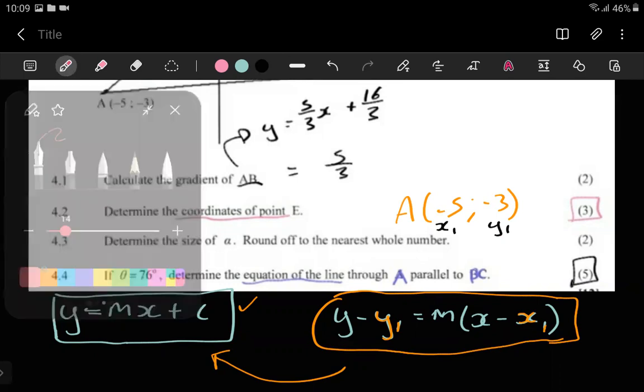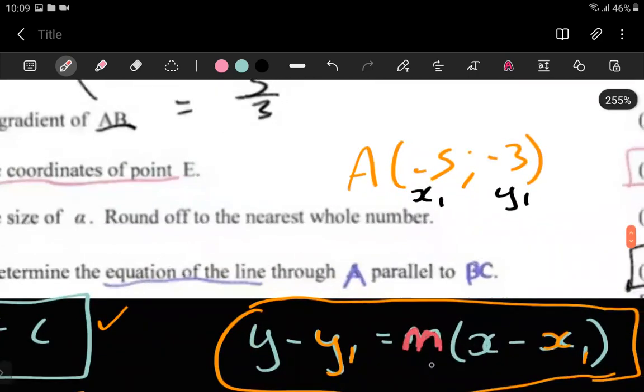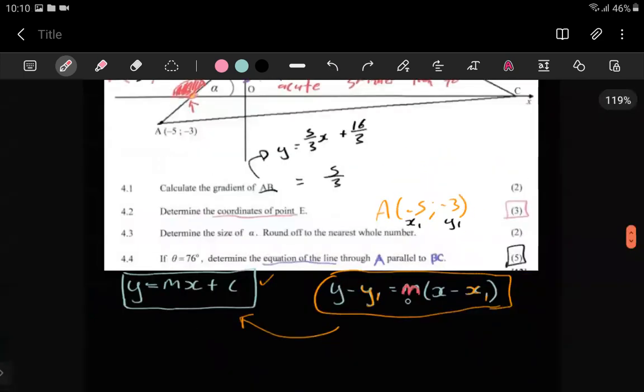From reading our question, we can see that our actual job is to just get the gradient, because if you can get the gradient, you will have all three of these things, and then you can end up with the equation that they're asking for. So gradient being the issue here, this is where BC comes in, because whatever the gradient of this line is going to be, you can use BC to help you. If it's parallel to BC, then the gradient of BC is the gradient of your line.